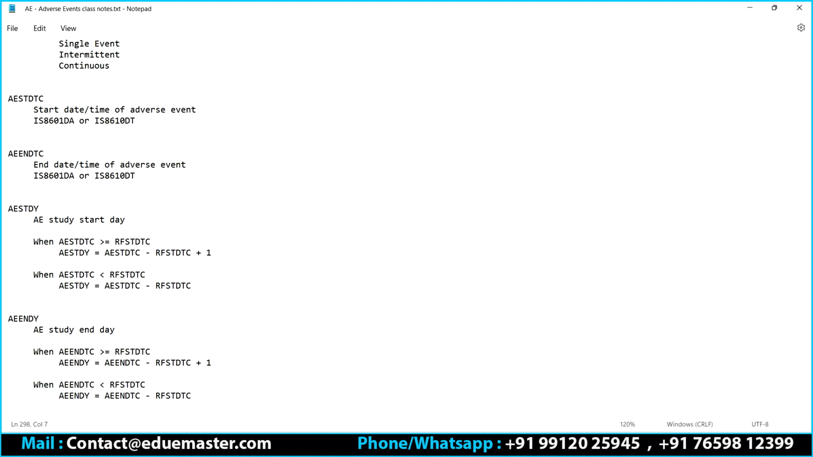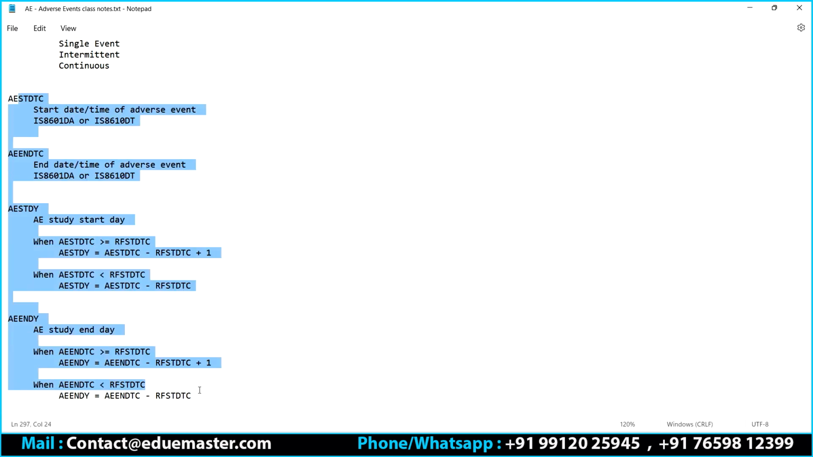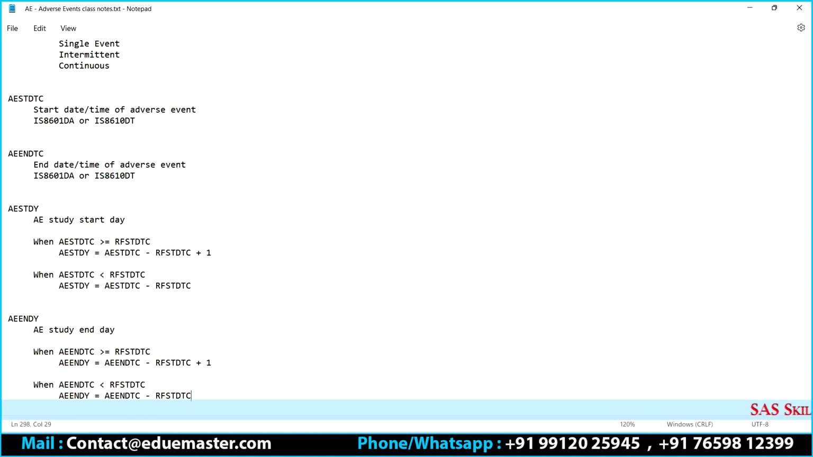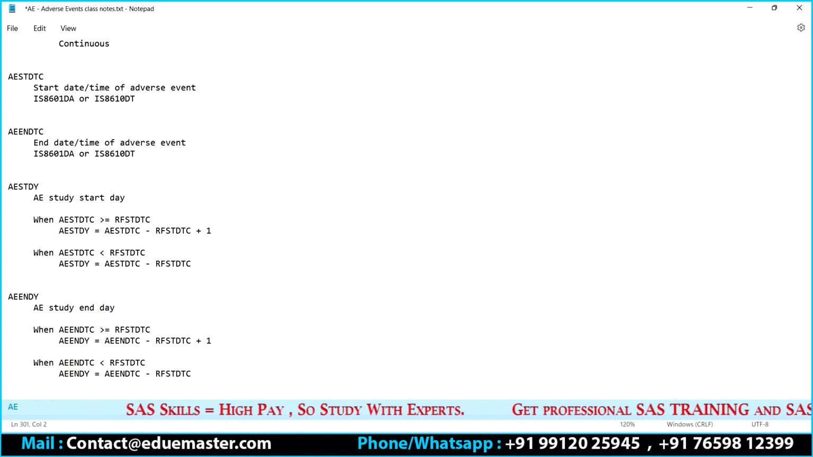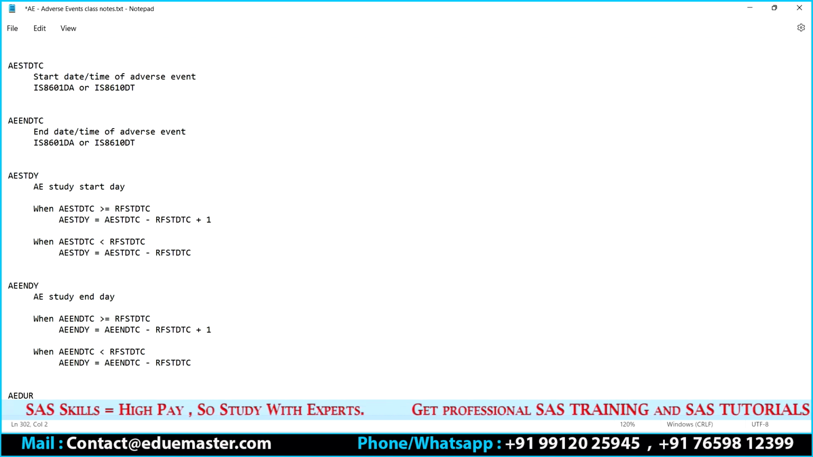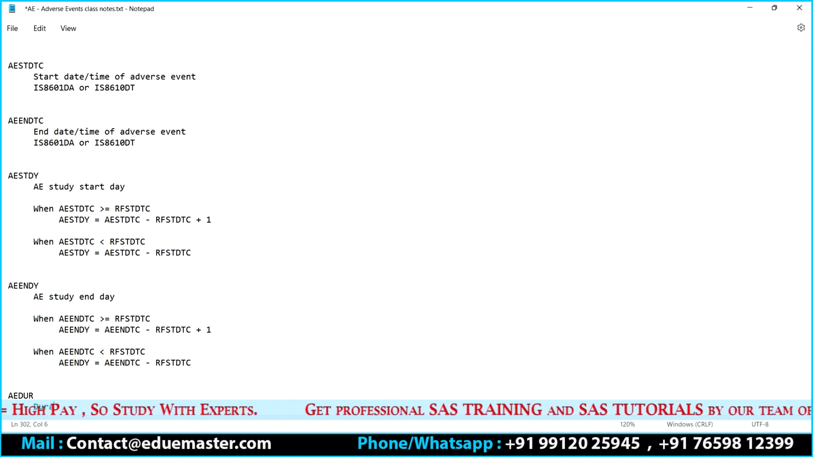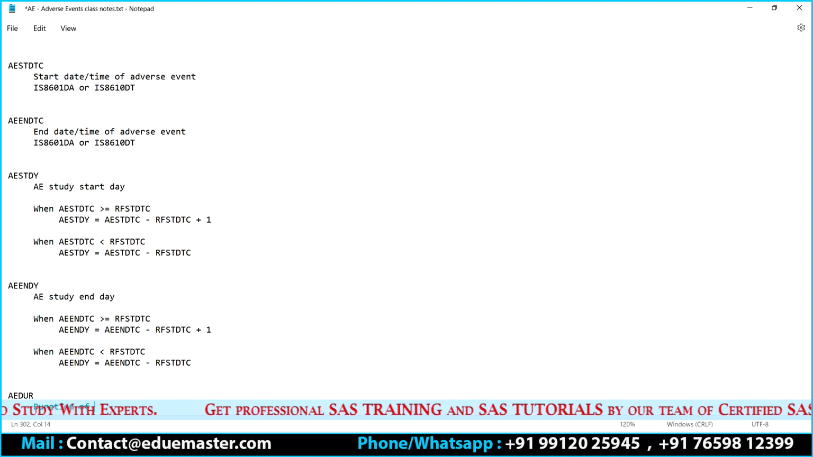So these four we are calculating for every domain, right? Only the domain name is changing there. The two characters of the abbreviation of your domain name is changing, remaining all going to be the same. Correct? So these are going to be the common ones. So these formulas should be on your fingerprint. The next one, AEDUR. The name itself is suggesting this is duration of your adverse event.